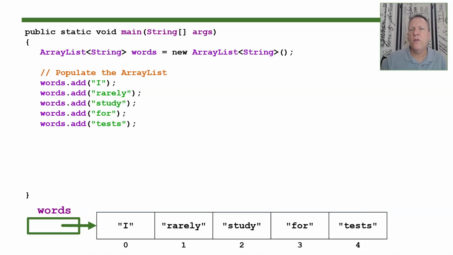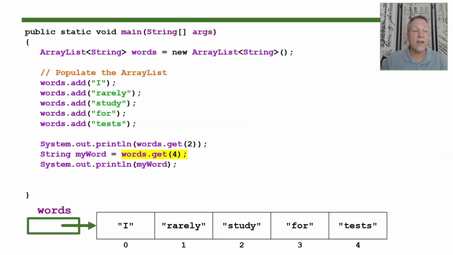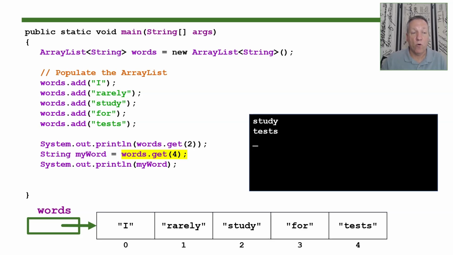So let's retrieve a couple of those words. If I said words.get(2), and I put that in a print line statement, then when I run this code, the word study will get printed out because study is in index number 2 of the ArrayList. Another way I could do this is I could say words.get(4) and actually assign it to a string. In this case, I called it myWord, and then print out myWord. So now it's going to print out study again because that was in position 2. And then also tests because that is the word that is in position 4. And that's how the get method works. It retrieves the elements from our ArrayList at that position.